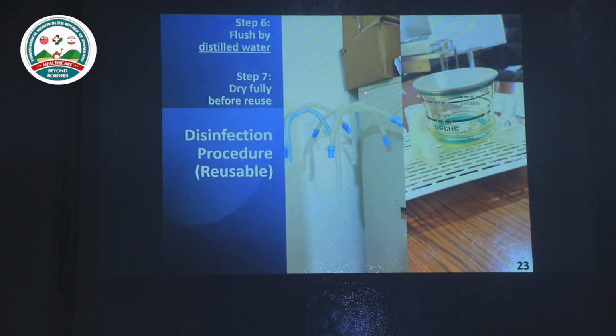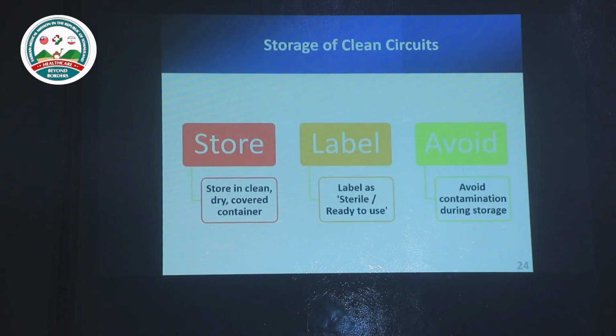So we hang the ventilator circuit over here. And this one is the humidifier, so we put it upside down to let it dry. Okay, and after it is dry, we need to store our clean or disinfected circuit in a dry, covered container, and also label it ready to use or already disinfected, and avoid contamination with other medical equipment during storage.